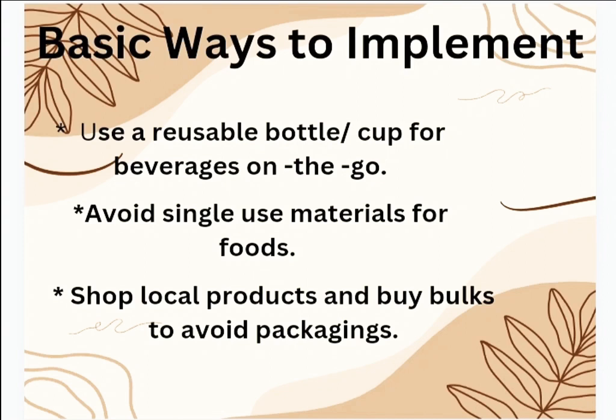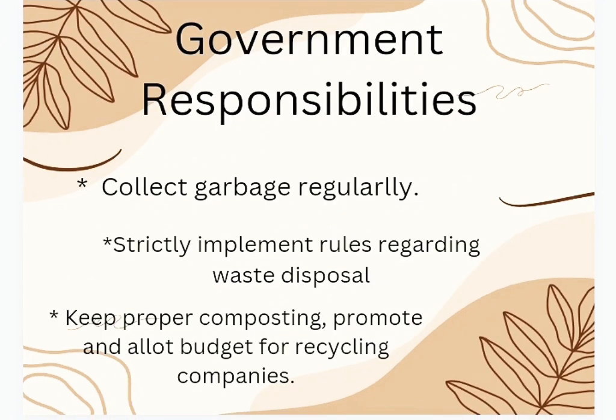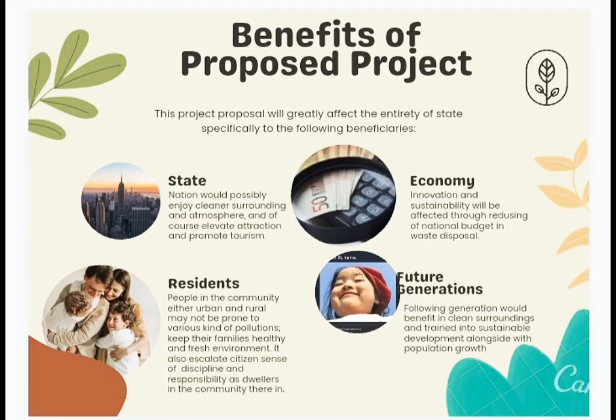Furthermore, here are the basic ways to implement. Use a reusable bottle or cup for beverages on the go. Avoid single-use materials for food. Shop local products and buy in bulk to avoid packaging. It is not only the residents' responsibility, but of course the government's responsibility. Collect garbage regularly, strictly implement rules and regulations regarding waste disposal, keep proper composting, and promote a lot of budget for recycling companies. And in doing so, here are the following benefits for states, residents, economy, and for future generations, of course.